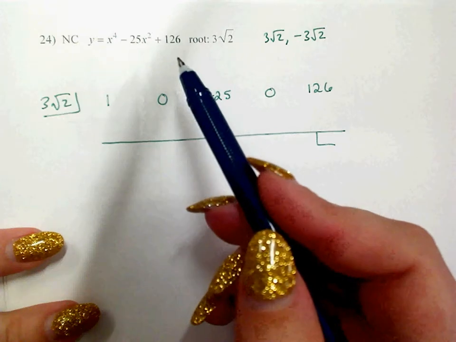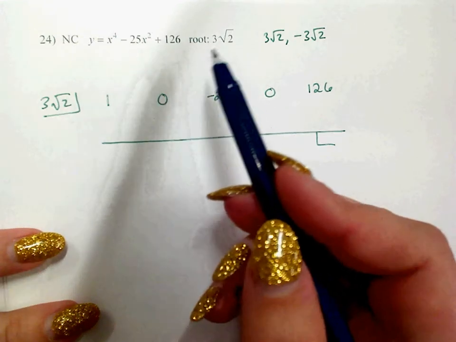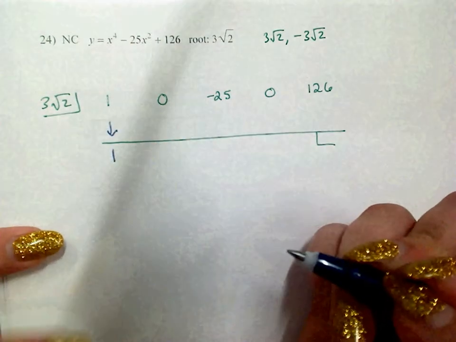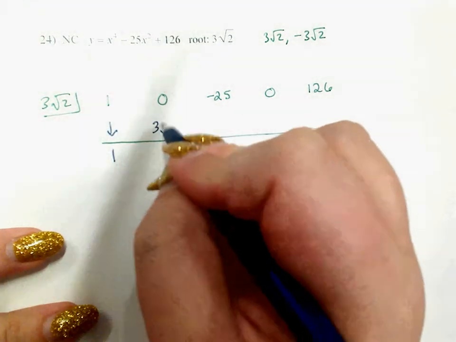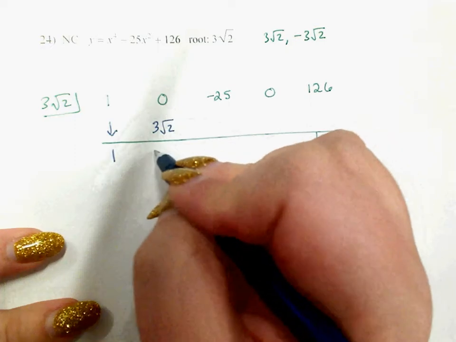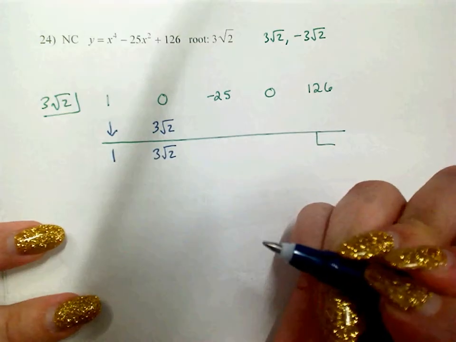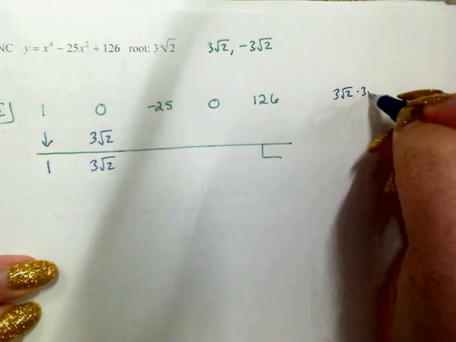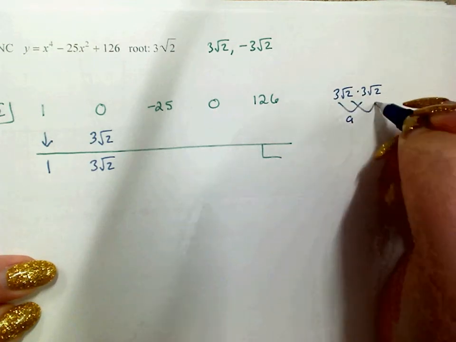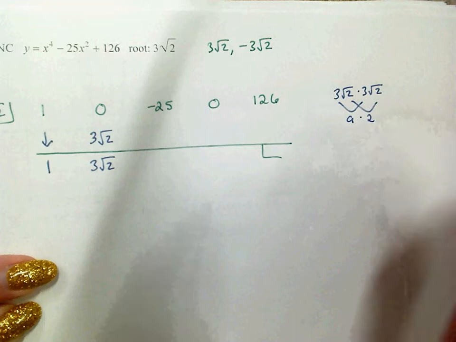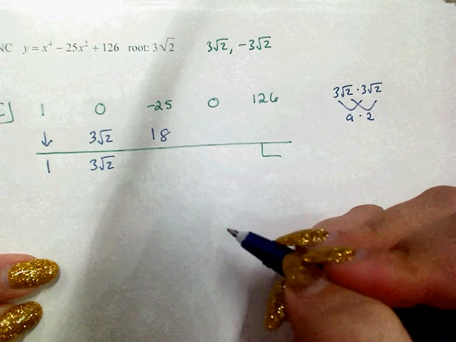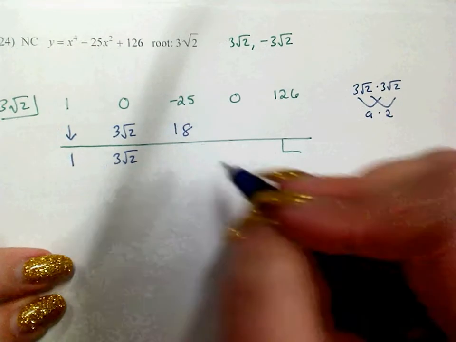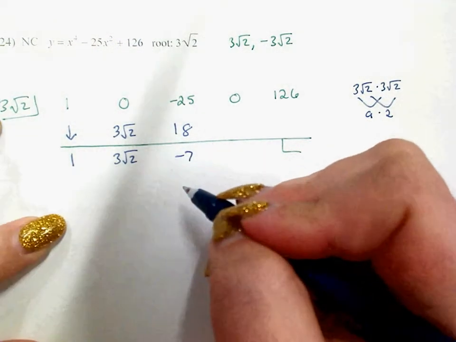So drop the 1. What's 1 times 3 root 2? 3 root 2. Anything, 3 root 2 plus 0 is 3 root 2. 3 root 2 times 3 root 2. So 3 root 2 times 3 root 2 is 9 times 2, which is 18. Negative 25 plus 18, that's what? Negative 7. Negative 7 times 3 root 2, so we just multiply the coefficient, the 3. So negative 21 root 2.